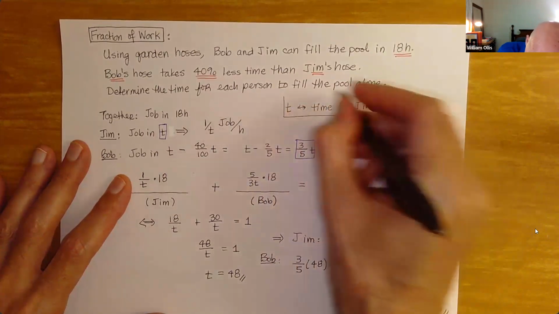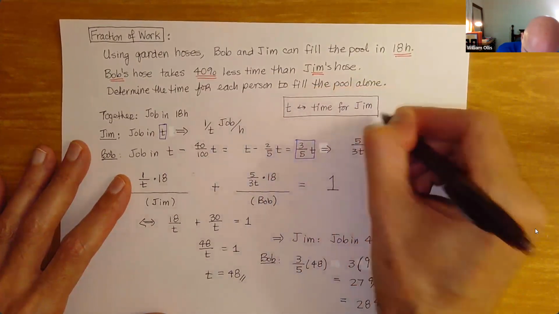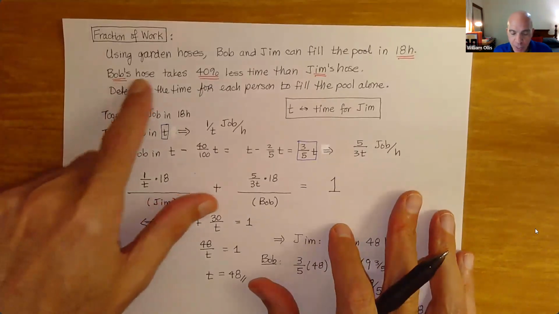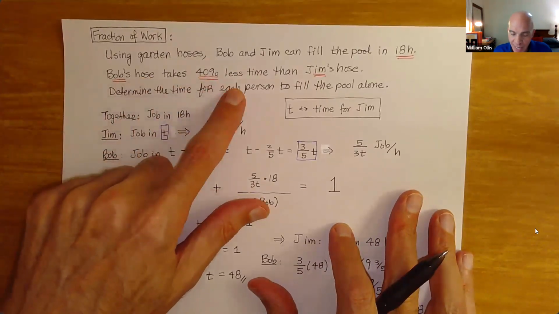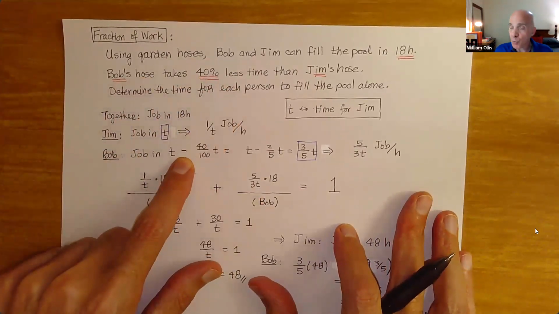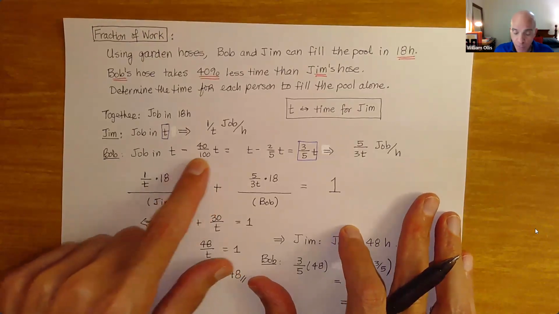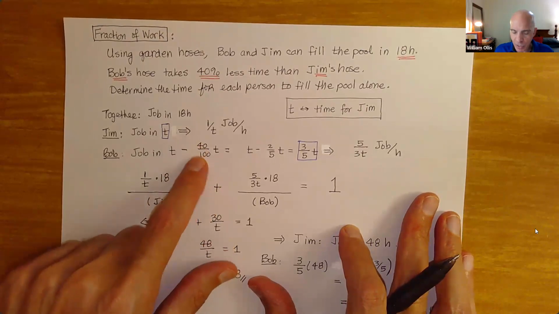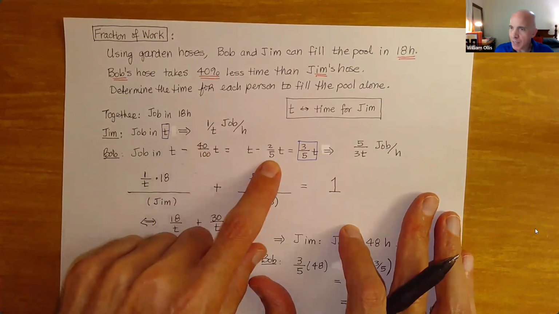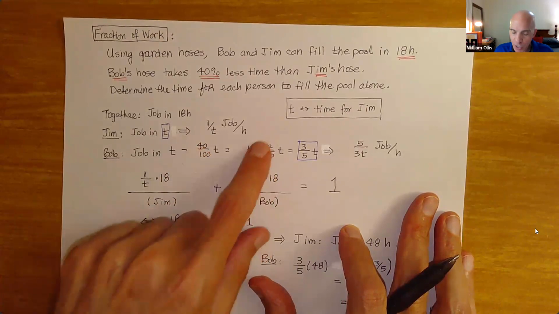So that's our unknown. And then we notice that Bob's hose takes 40% less time. So we basically subtract 40% T from T. It's more efficient. So 40, well, we like this, just divide by 20 and you get 2/5. So we've got T minus 2/5 T.